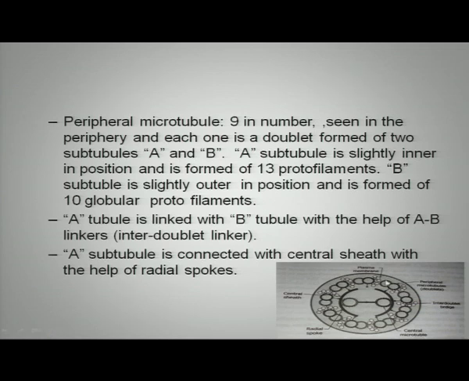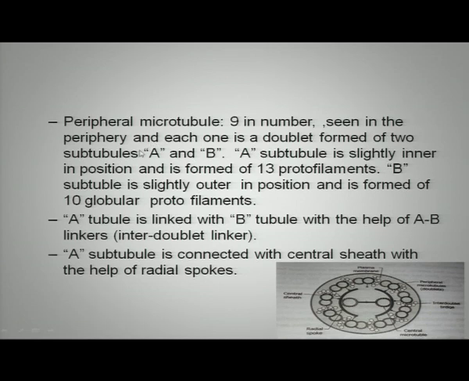Now, here you can see the peripheral microtubules. So, the second category of microtubule is the peripheral microtubule. They are 9 in number. You can see here in this diagram 9 peripheral microtubules, and each one is a doublet.